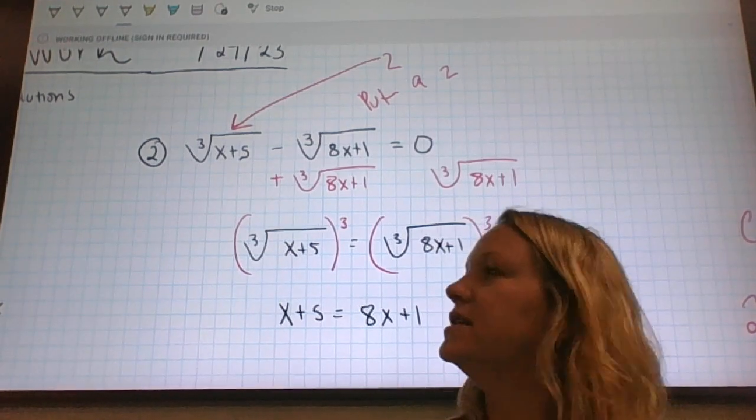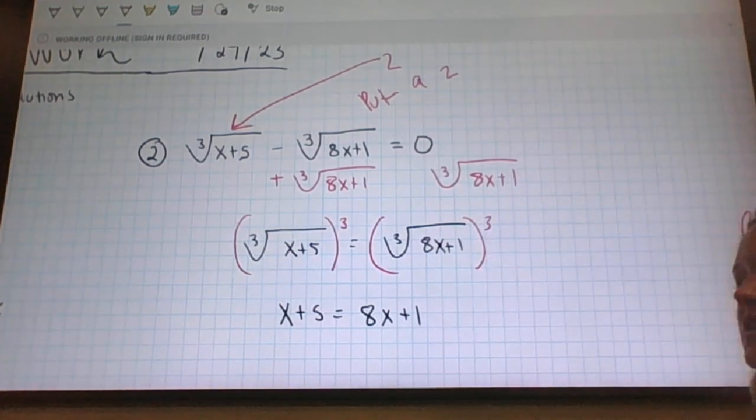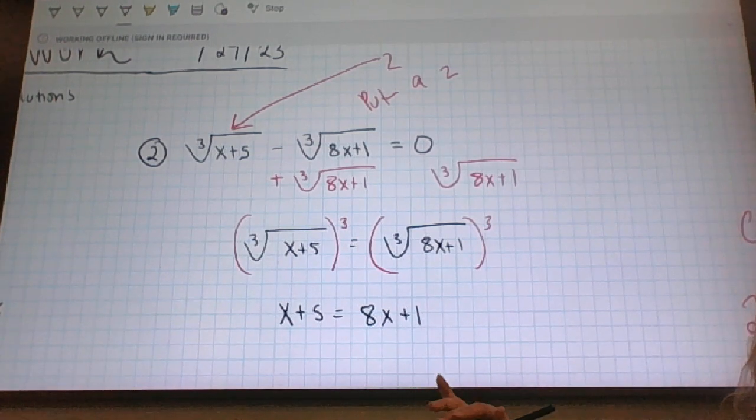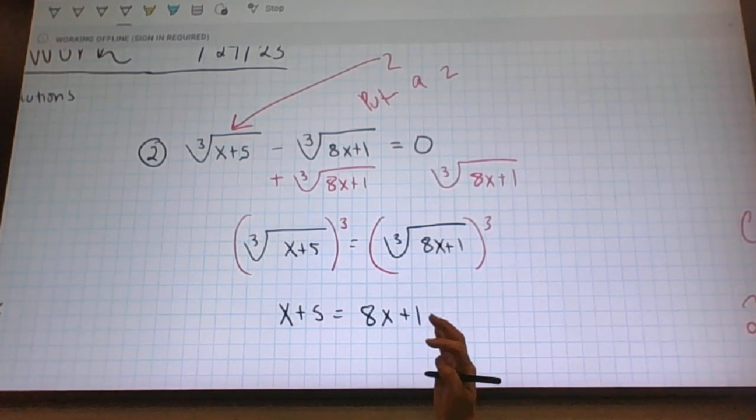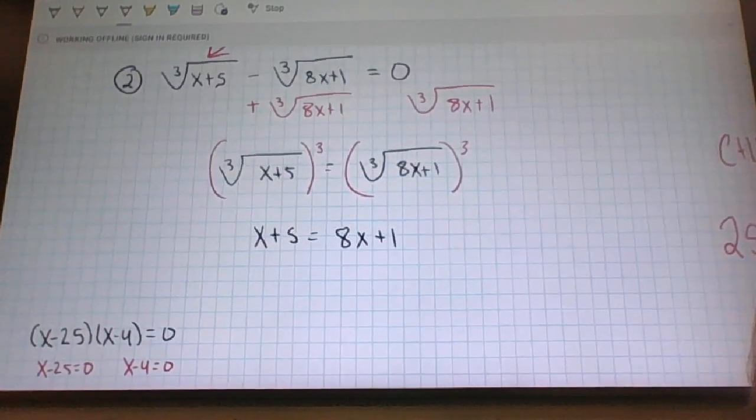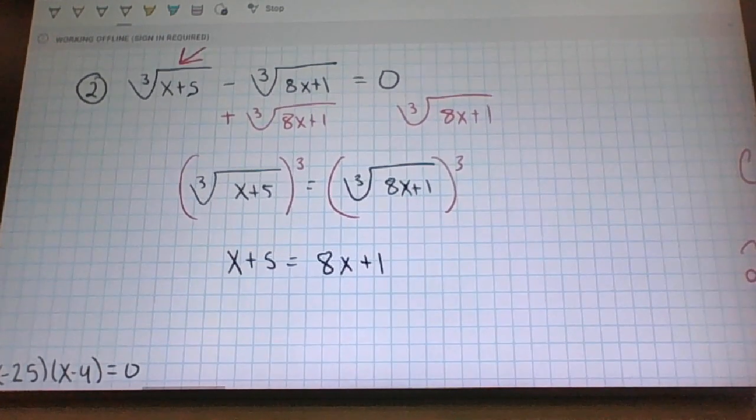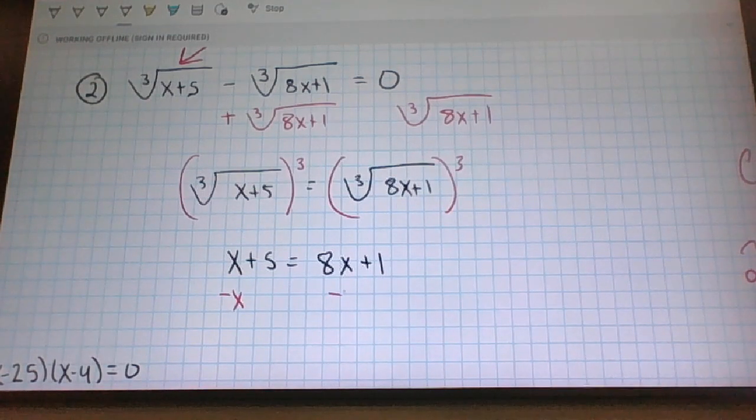Would the 2 work too? Yeah, the 2 works, and it gives you a negative answer, which when you plug in works. That's why I picked this problem, because it had a negative answer, and I wanted you to see negative work. But you forget a number, and your problem's wrecked. Oh well.